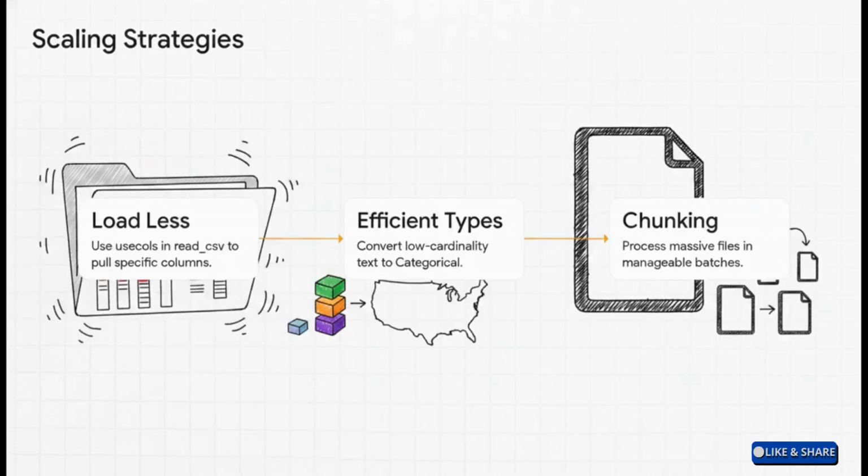And you can leverage this power right now with 3 super practical steps. Number 1, stop loading data you don't need. Just use the usecols parameter when reading your files to pull only the specific columns you actually want. Number 2, convert low cardinality text columns, like say a column of US states, into the categorical data type. It drastically compresses memory usage. And number 3, for truly massive files, use chunking. Process the data in manageable batches rather than trying to swallow the entire file whole.